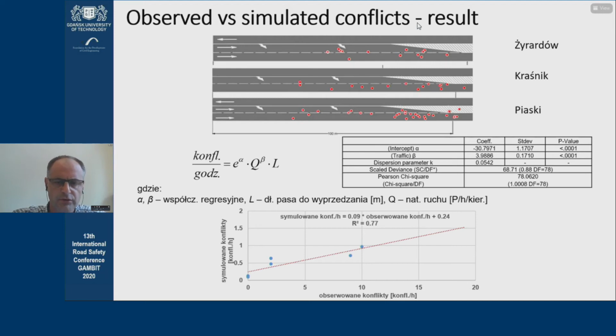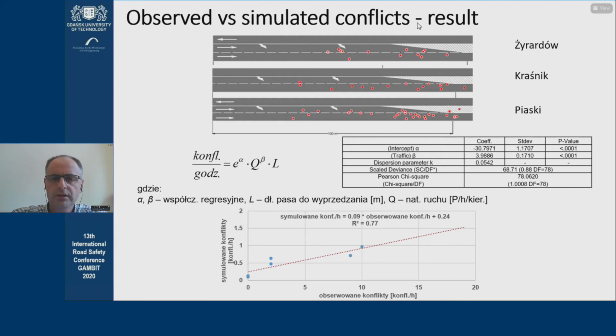0.1 times the number of observed conflicts. That's the number of simulated conflicts. So the relation is 1:10. The location of the conflicts, well, you can see this in this picture here. Most of the conflicts happen on the merging lane.